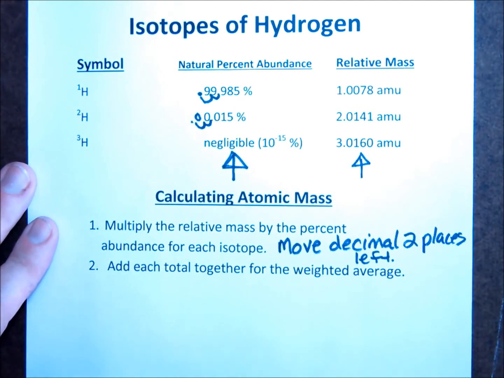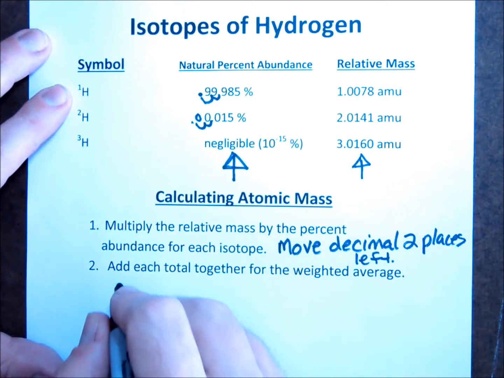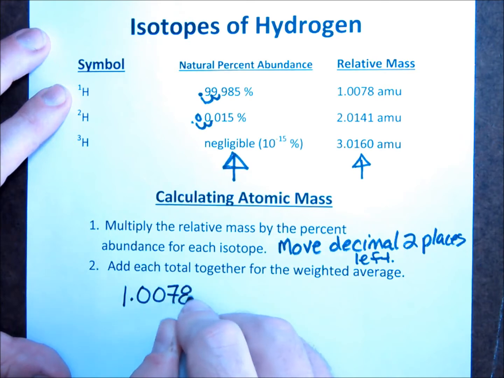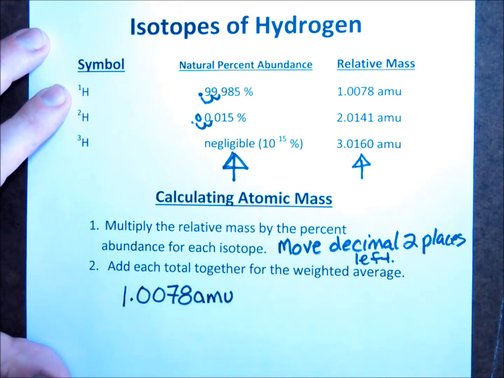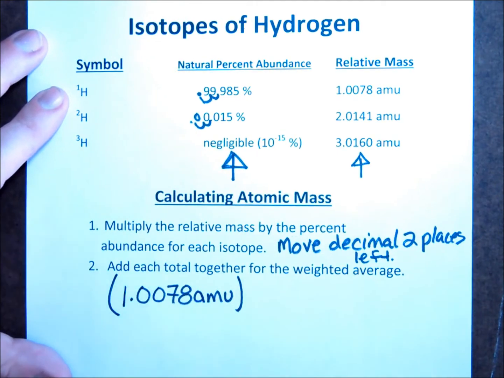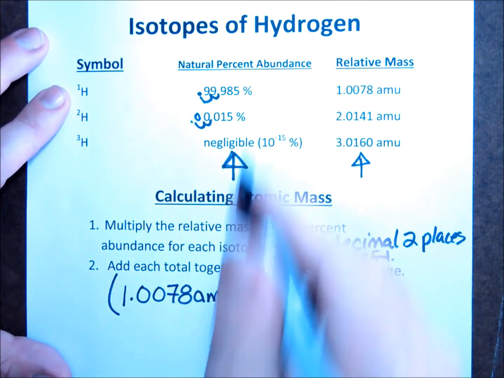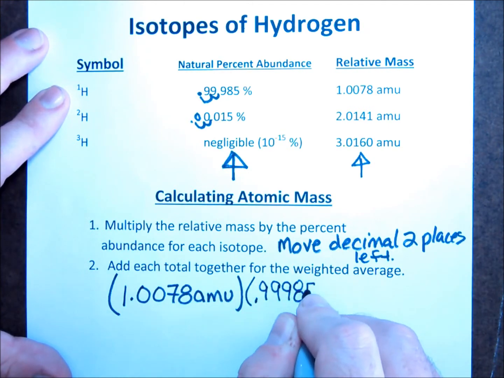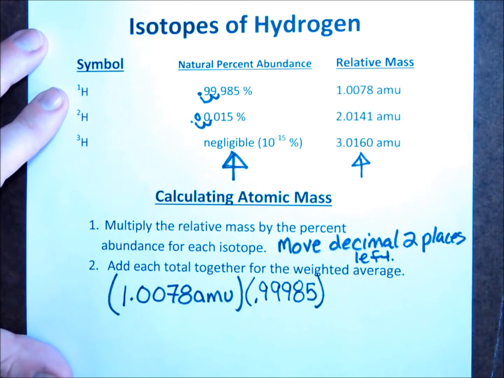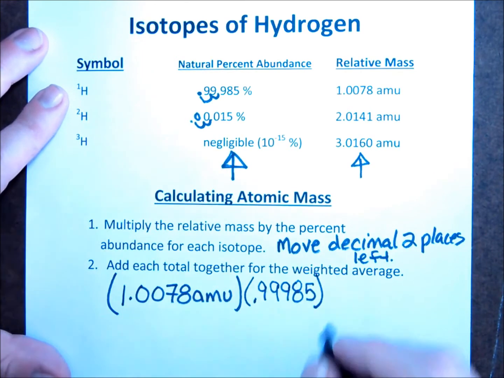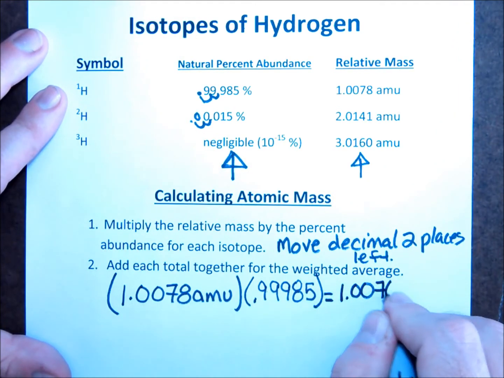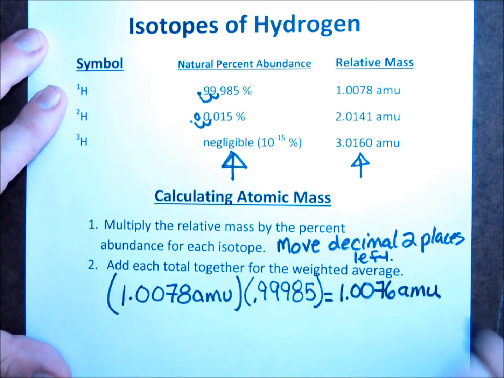So our first isotope here is hydrogen-1. It has an atomic mass of 1.0078 atomic mass units. And that gets multiplied by the 0.99985. We move that decimal 2 places to the left. And when you multiply those two numbers together, you come up with a number of 1.0076 atomic mass units.